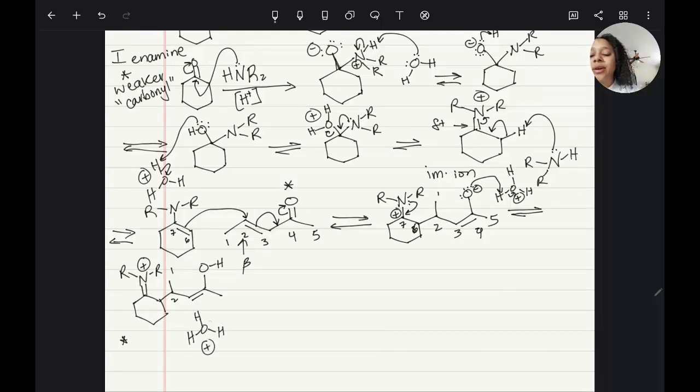I'm going to draw it the other way, because again, a lot of these can be done different ways, and you can choose whatever is more comfortable for you. And then I'm going to take care of the iminium ion in a bit, but I usually do it all in one step, but I'm going to come back and show you the other side after I've done this part.